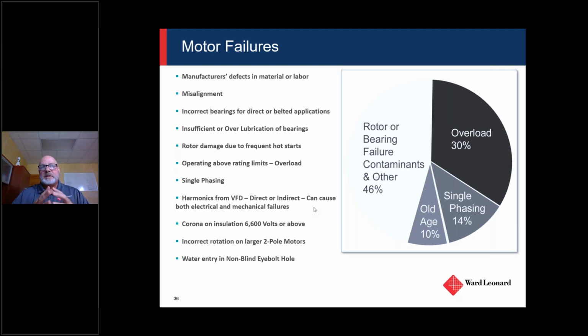Corona on insulation on 6600 volts and above, it's always there. We do a lot of design in high voltage motors to keep corona at a minimum, but it is present, and if you send us your high voltage motor, we'll work with you and understand what your application is and design a coil that mitigates corona as much as possible. But in a high voltage application, it'll more than likely, over time, just kill the motor.